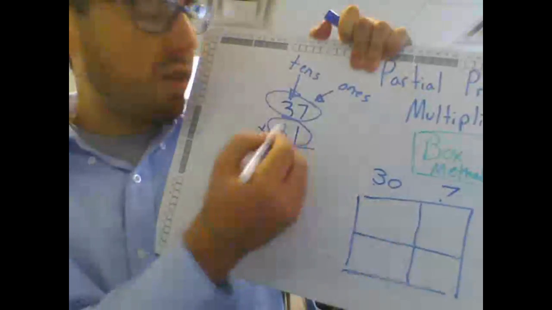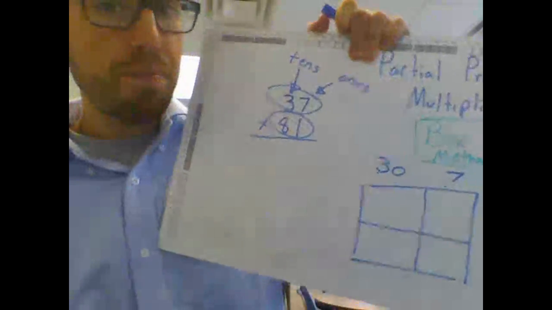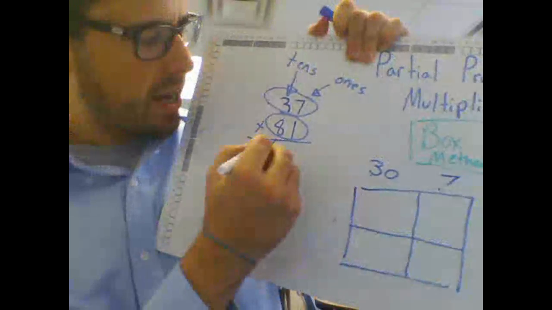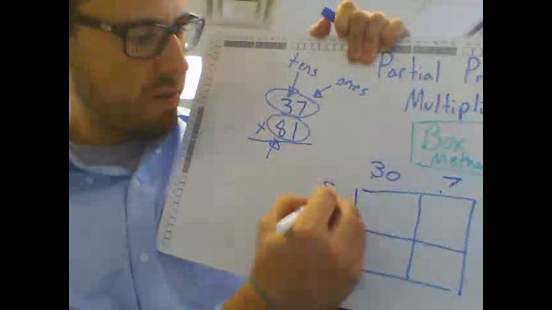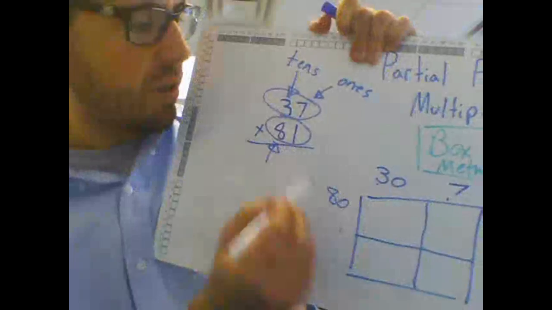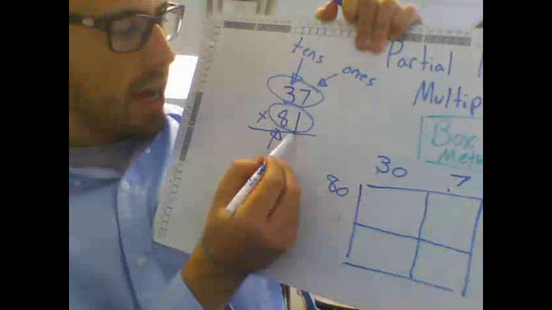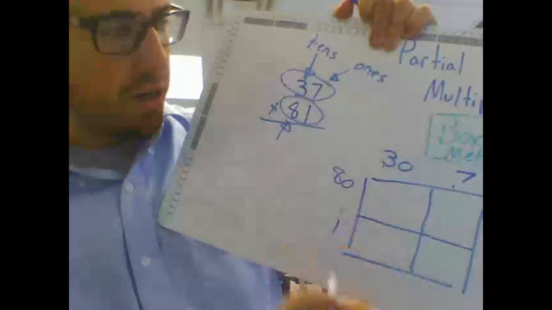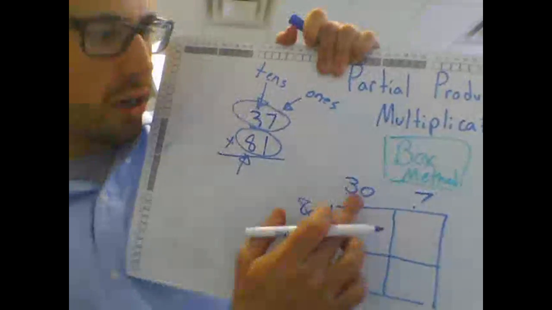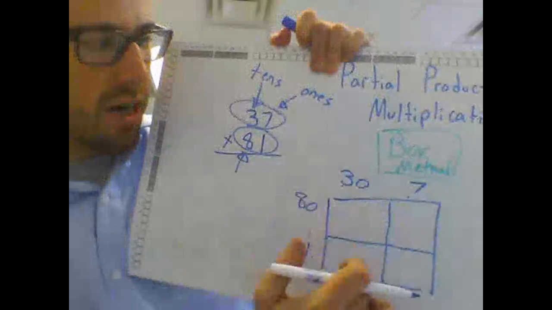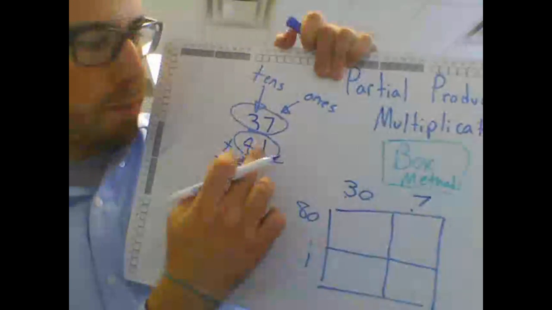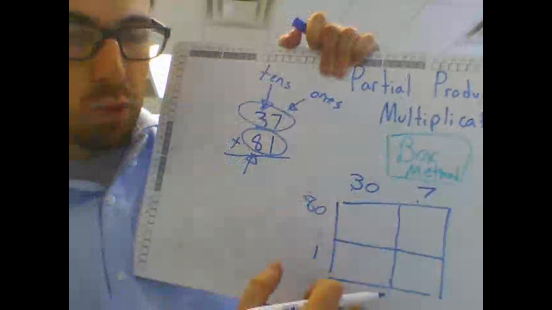We look at our second factor down here, 81. We're going to do the same thing. Our tens, we have 8 tens, or 80. And our ones, we just have 1 one. So that's what our box is going to look like. We split up our 37 into 30 and 7, and we split up our 81 into 80 and 1.